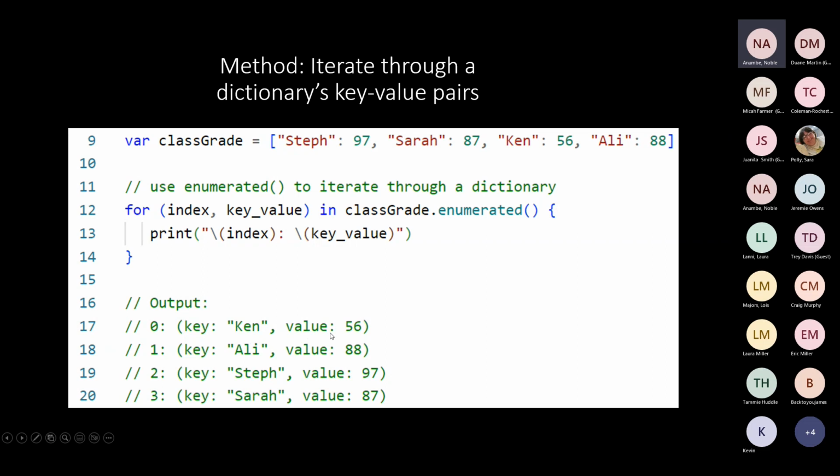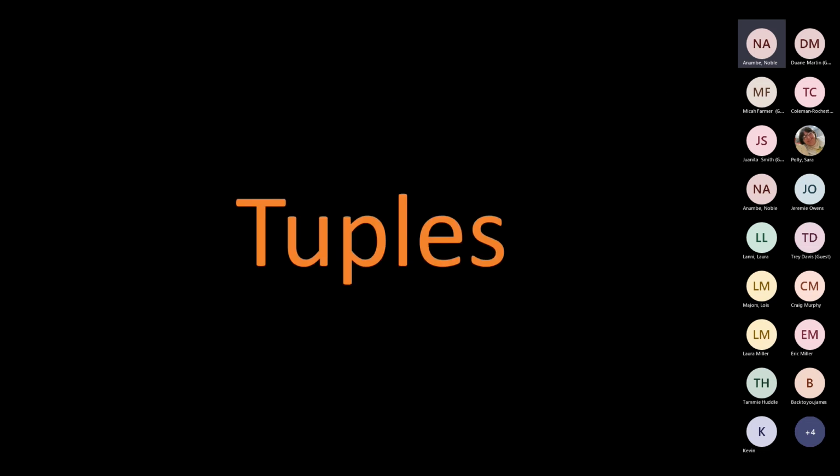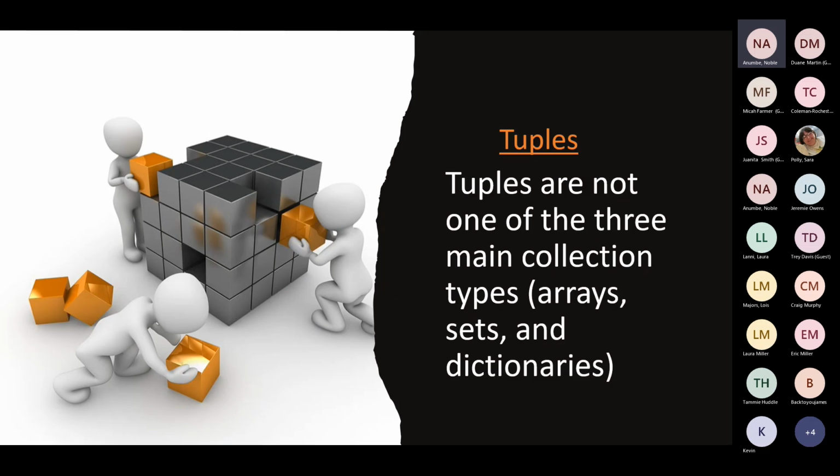And notice it's unordered, because you would have expected that Stephen will come first, but it doesn't. Ken comes first. The reason is because dictionaries are unordered collections. So these are other methods which you can try out for yourself, or at least go online and look at typical examples, which now brings us to tuples, right?